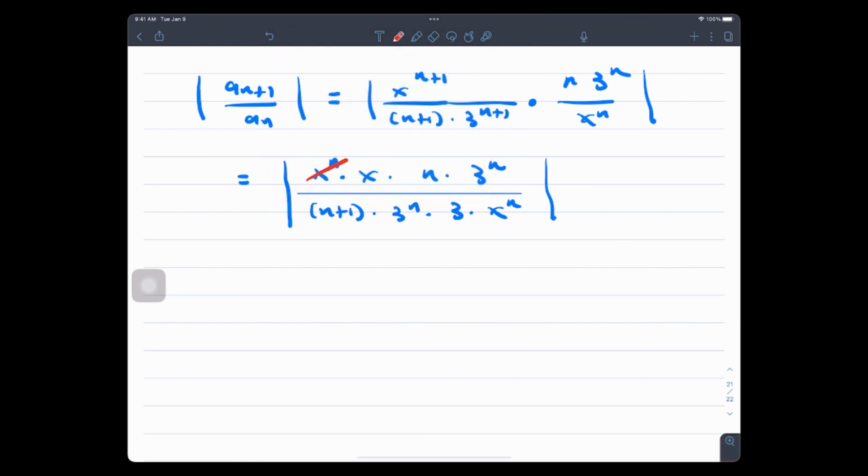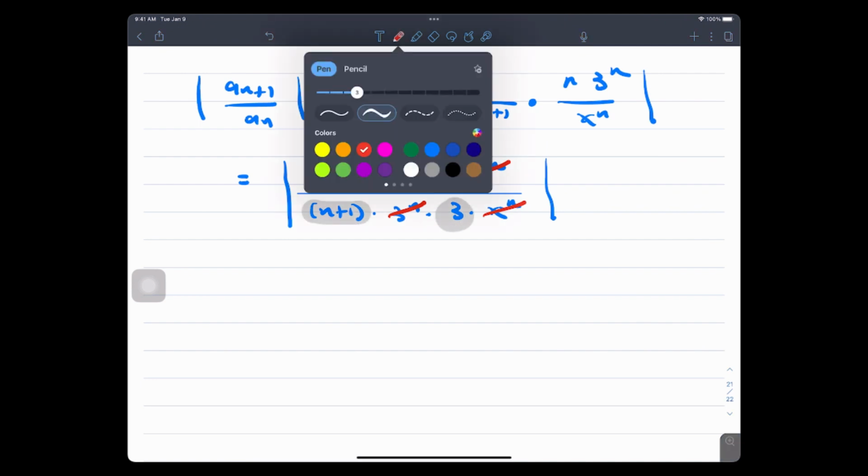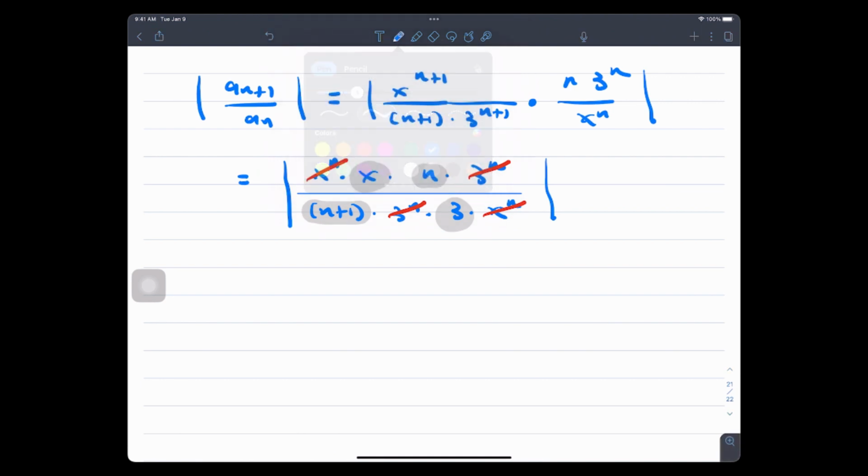What goes away? X to the n, 3 to the n. Anything else go away? No. Looks like we have x, n, n plus 1 and 3. Okay. Every detail.